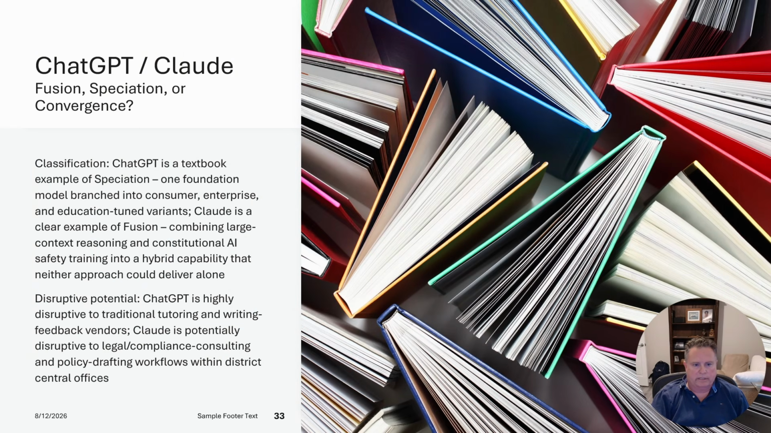Now I'm looking at ChatGPT and Claude. Is this fusion, speciation, or convergence? Under classification, we feel that ChatGPT is a textbook example of speciation. One foundation model branches into consumer, enterprise, and education environs, and Claude is a clear example of fusion, combining large context reasoning and constitutional AI safety training into a hybrid capability that neither approach could deliver alone.